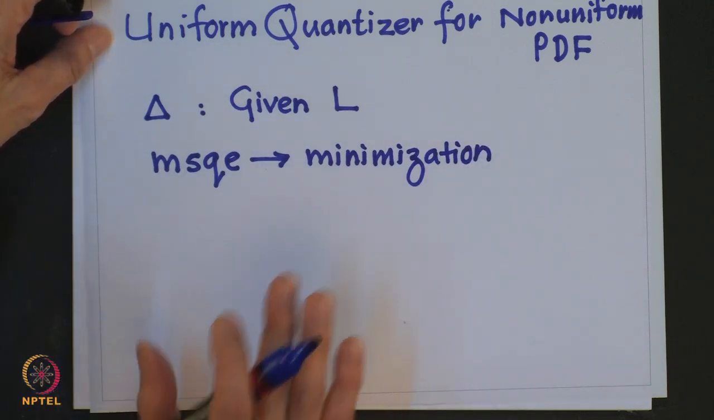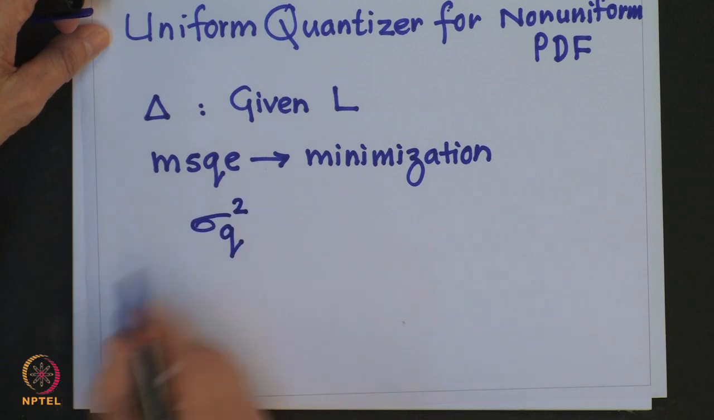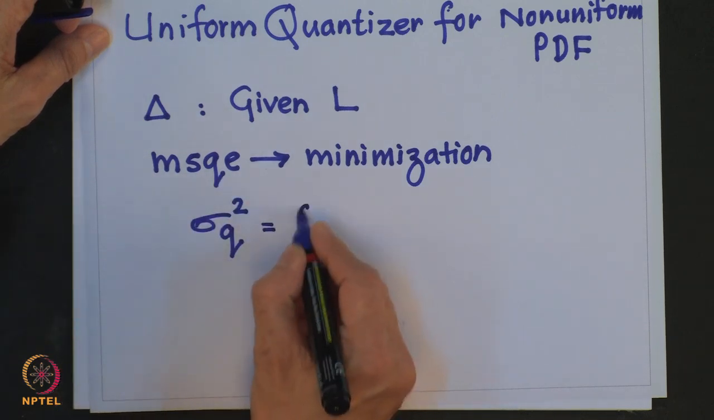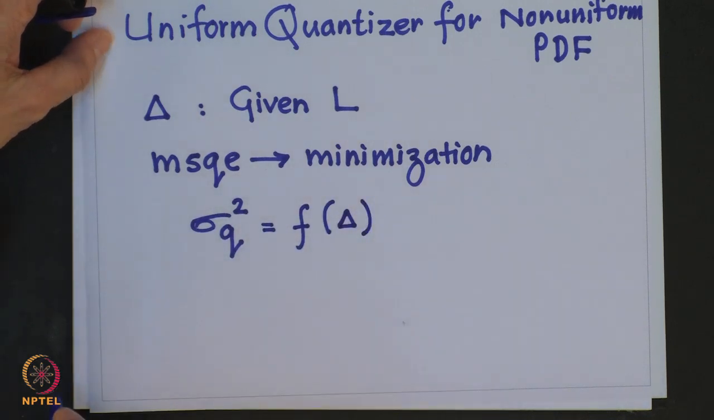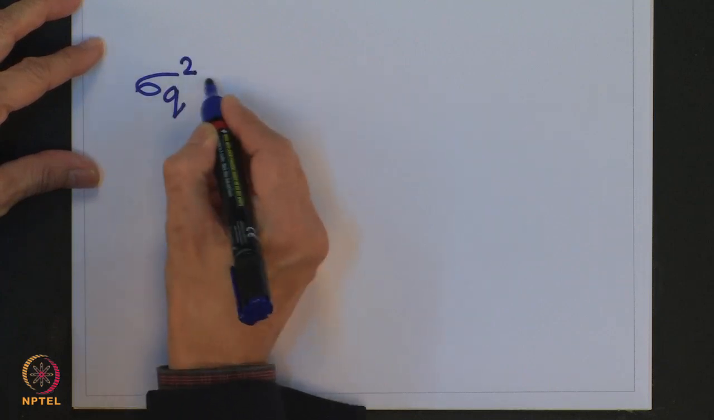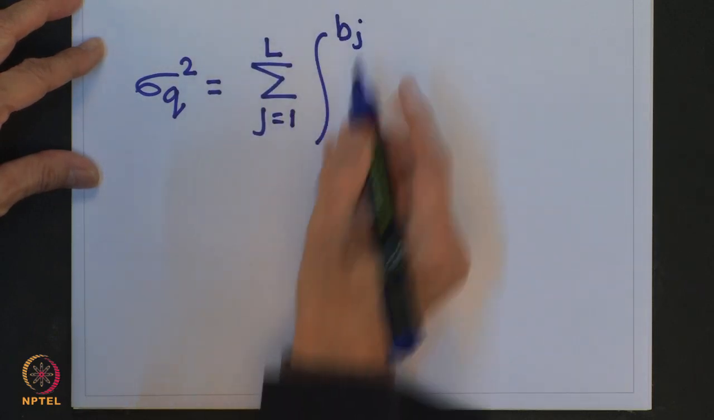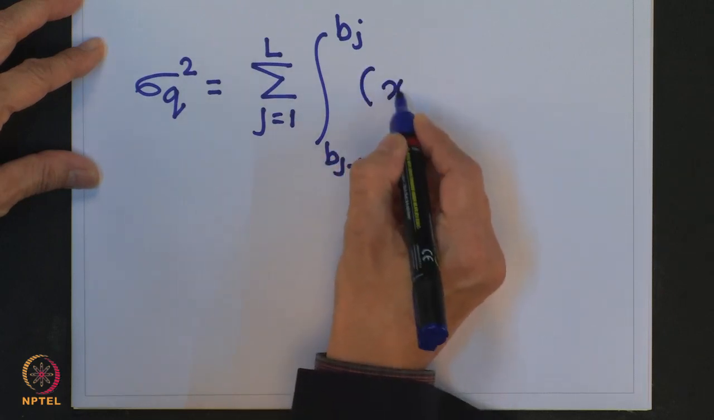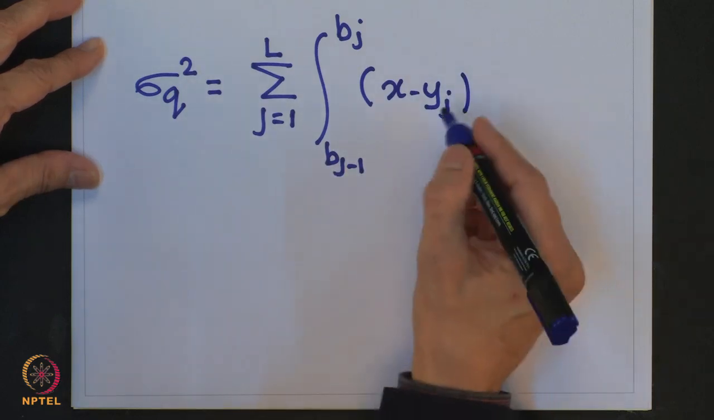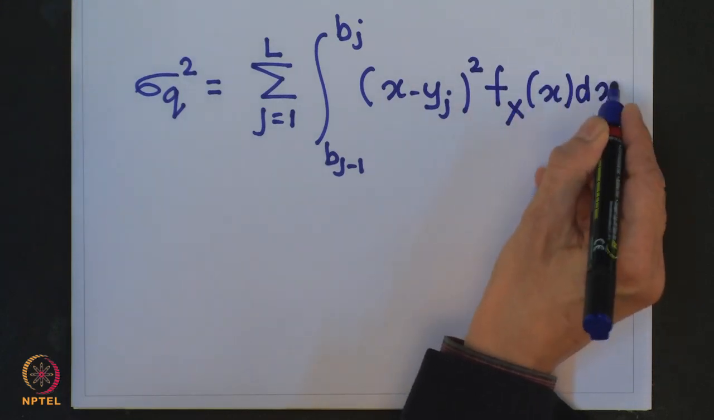And the simplest way to achieve this is to write the distortion due to the quantization noise. Let me call this the distortion, that is the variance of the quantization noise, as a function of the step size delta, and then minimize this function. Okay? So we know that the quantization noise expression is given by this, where bj's are decision boundaries, yj is a reconstruction level, and n is the number of quantization levels which we have.